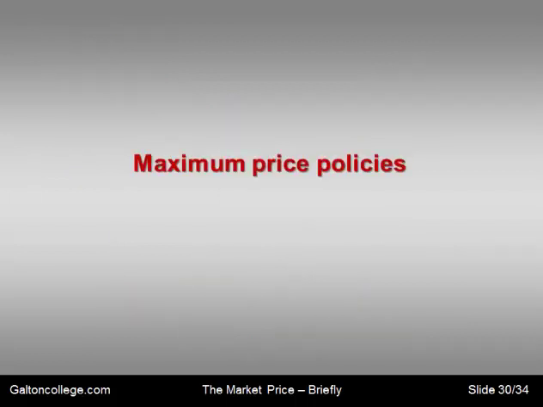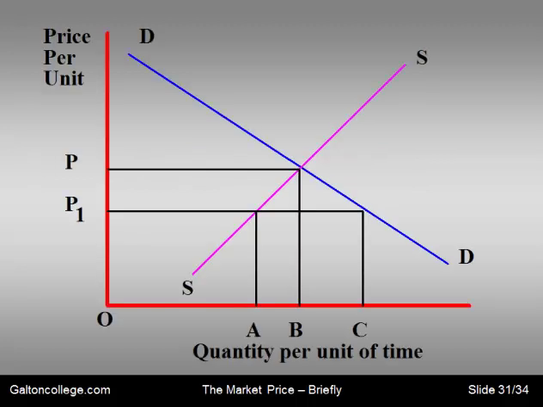Let's look at maximum pricing policies. The government states the maximum price for goods. Let's say the government here specifies the maximum price that customers should pay for a good is P1. Now we know the equilibrium price is P, but the government states that no one should pay more than P1. If that's the case, suppliers will cut back. They won't produce B, they'll produce A.